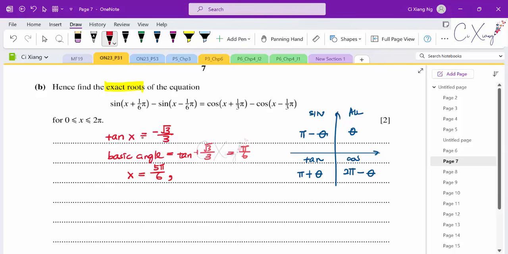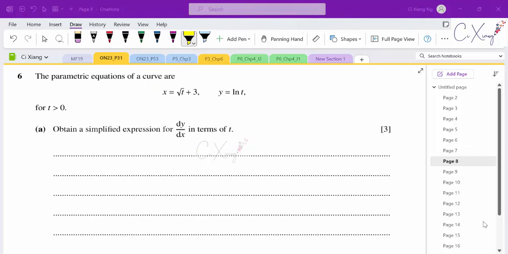Then in which quadrant else is tangent negative? So you can observe that in the fourth quadrant, tangent is also negative. So to get the answer from this pi, you have to take 2 pi minus the basic angle. So you take 2 pi minus pi over 6, and you'll get 11 pi over 6. So this is how we get the exact roots for this particular equation. So this is how we solve this question.